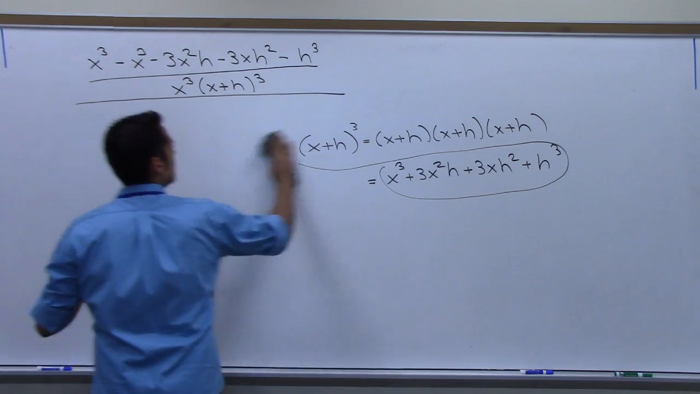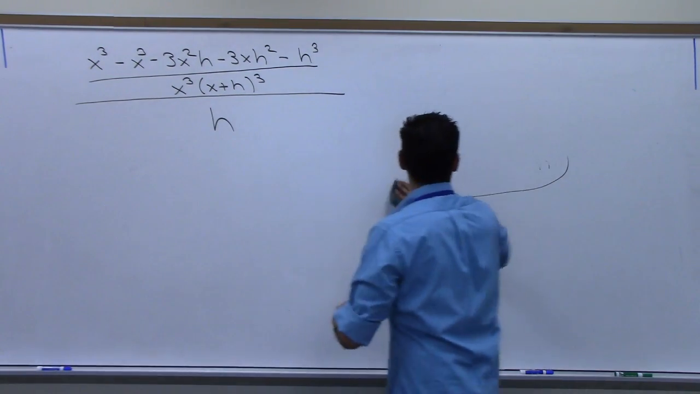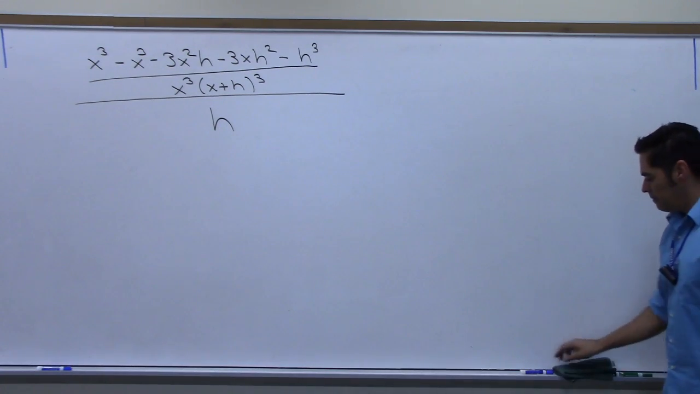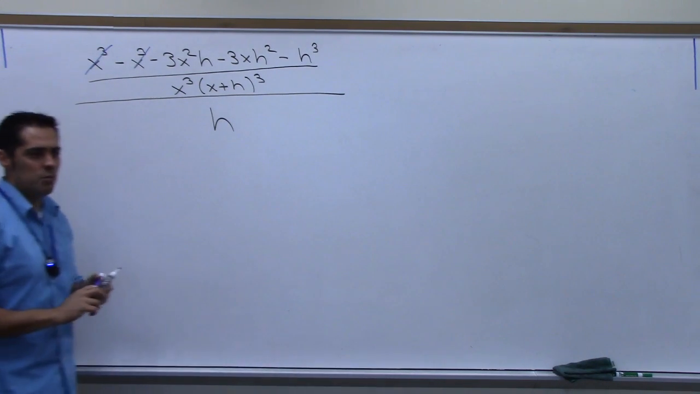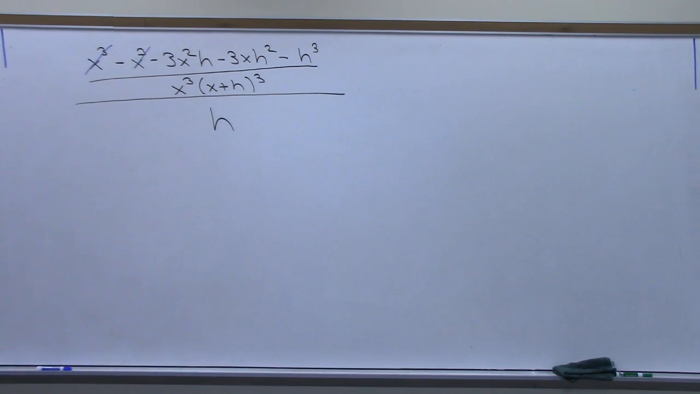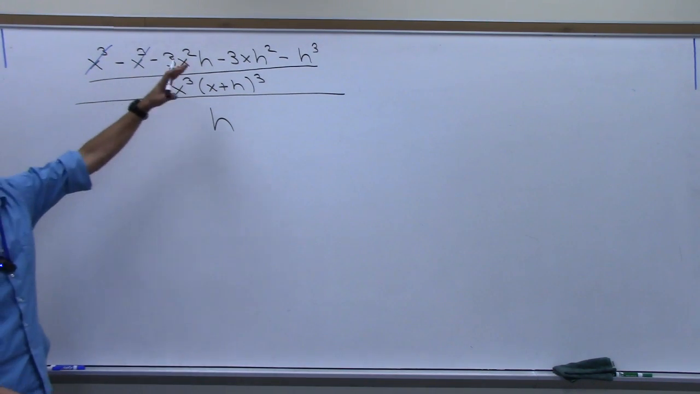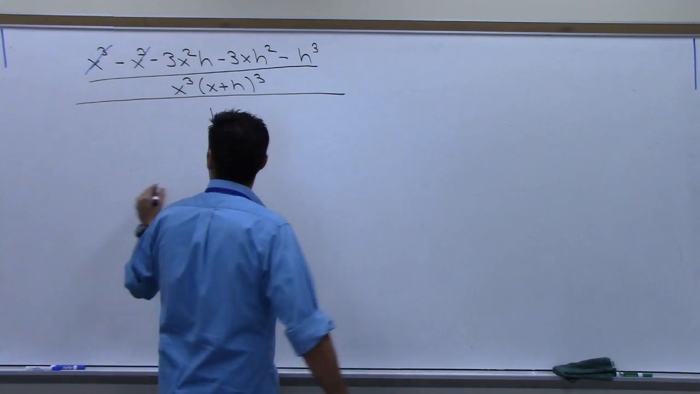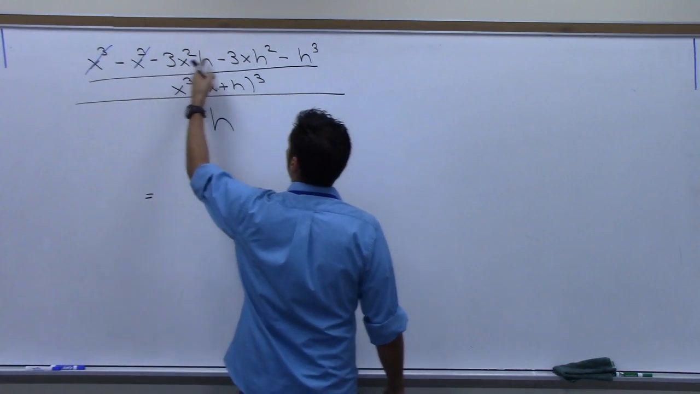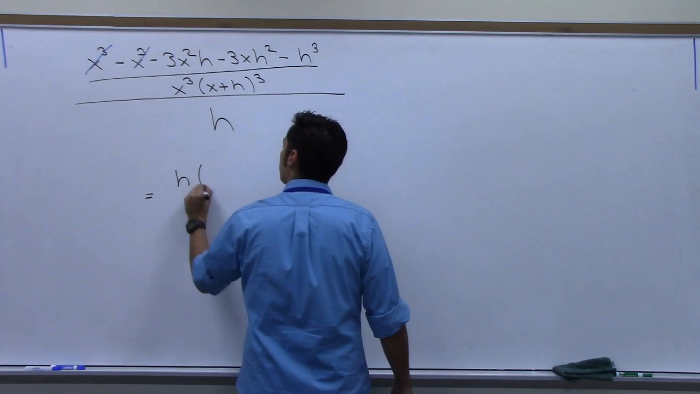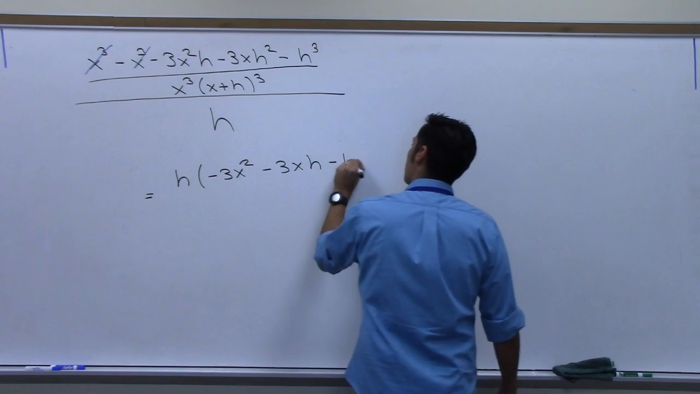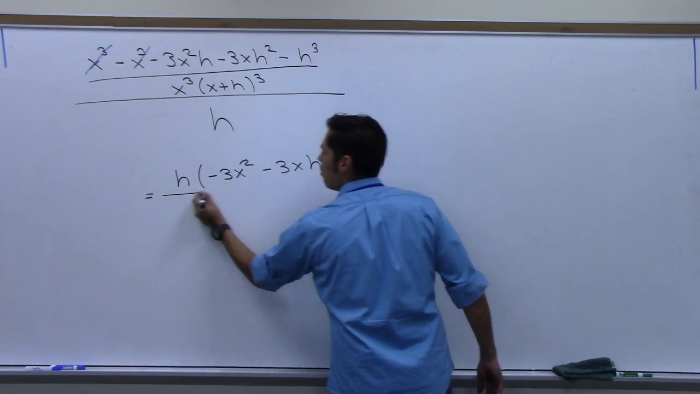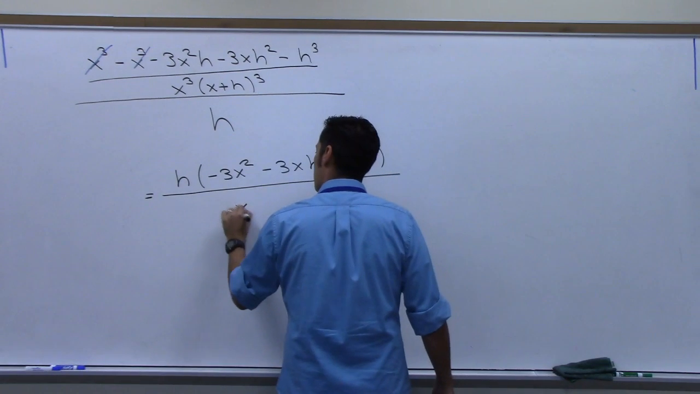Do you see what happened when we did that? You see the good news? Yes, you can cancel out the x cubed. And as little as that seems, as far as what we've gained, everything else has an h in it. What's left in the numerator has an h. So what I can do now is I can say this is equal to, let's take this and factor an h out: h times negative 3x squared minus 3xh minus h squared, all of this over the common denominator.